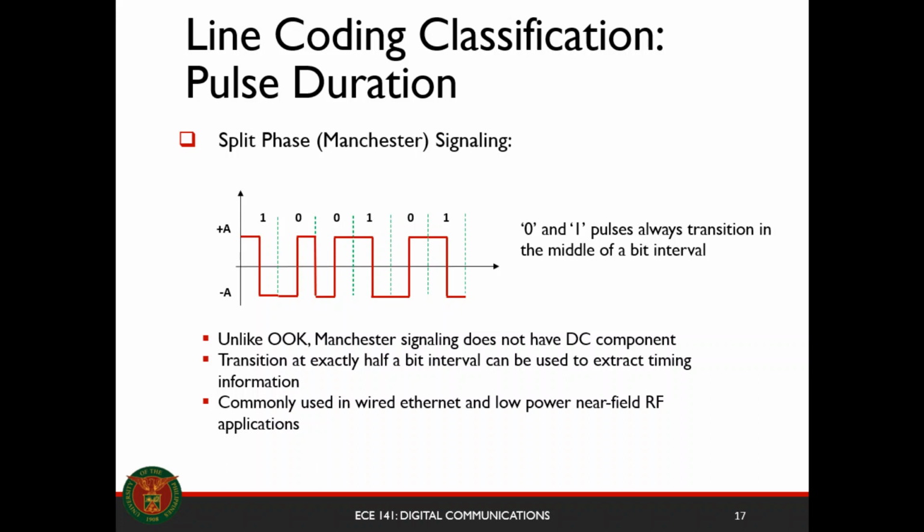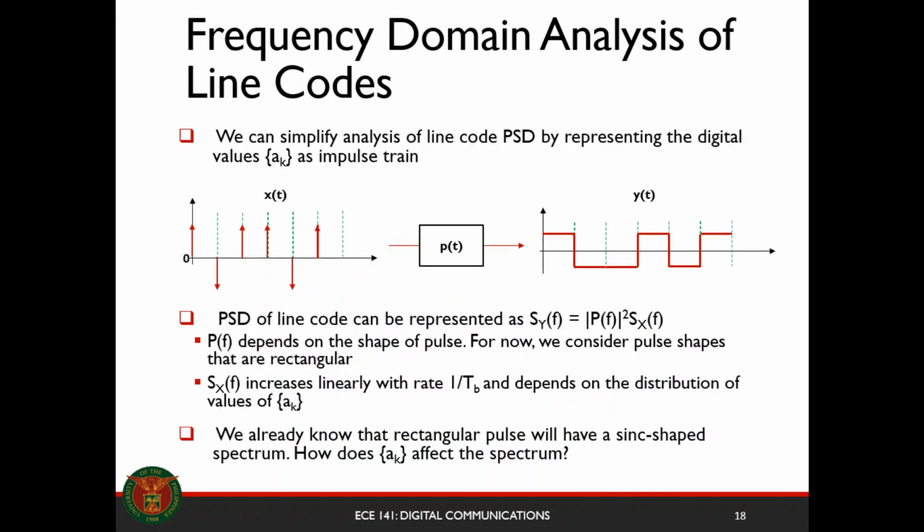And of course, if you can see this signal right here, assuming equiprobable 1 and 0, the signal actually has 0 DC component. And this is what we commonly use in our wired Ethernet and some near-field RF applications. Right. So you want to know their frequency domain. So you can simplify the analysis of PSD by representing them as values A sub k as an impulse train. Okay? So this is your impulse train.